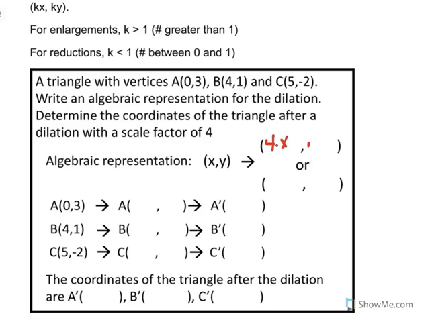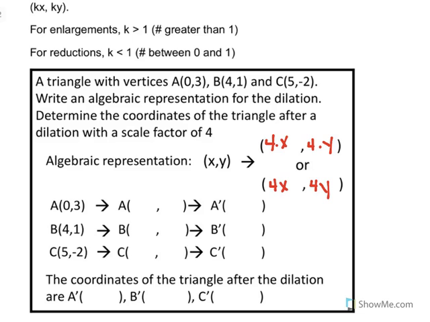You'll take the scale factor 4 and then multiply it times y. So each coordinate within that ordered pair has to be multiplied by the scale factor. So that's one way we can write it. We can also write it as 4 times x, and we can write it as 4 times y. So that is the algebraic representation. Now let's apply it to those points to see what the new location would be.